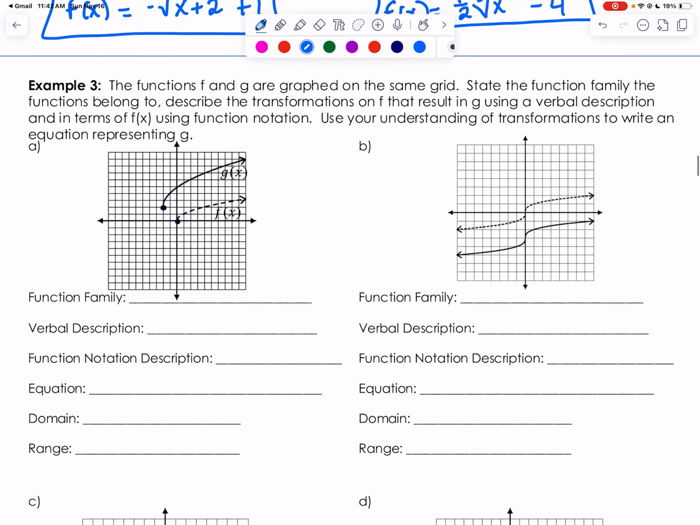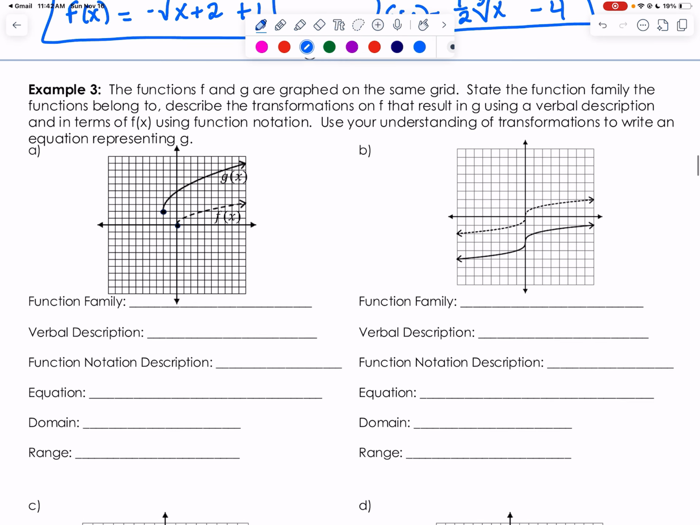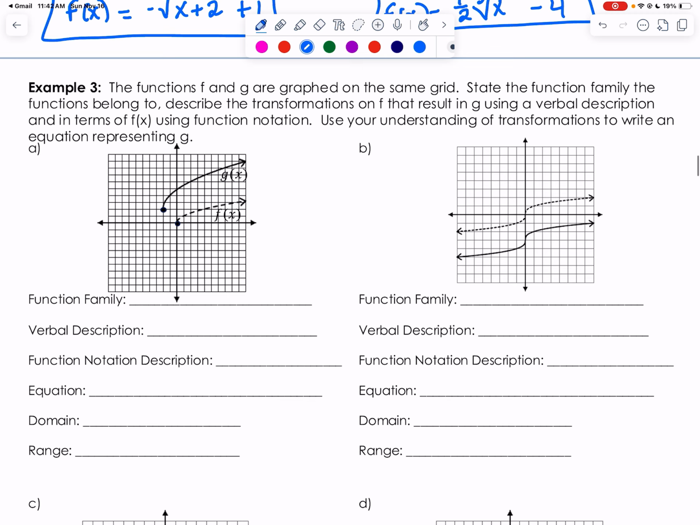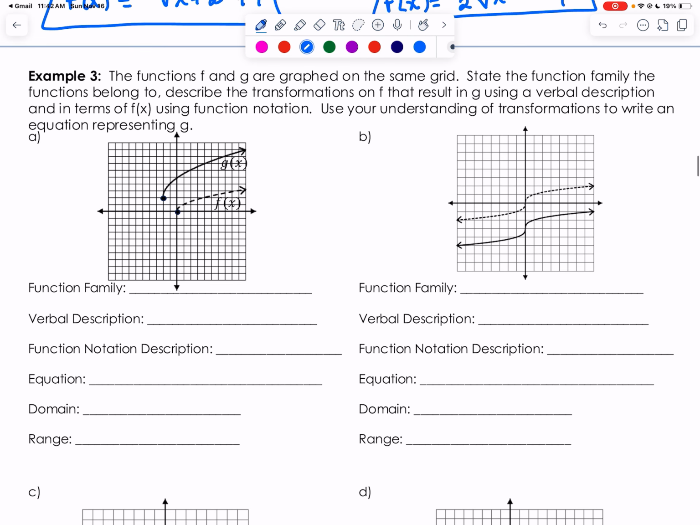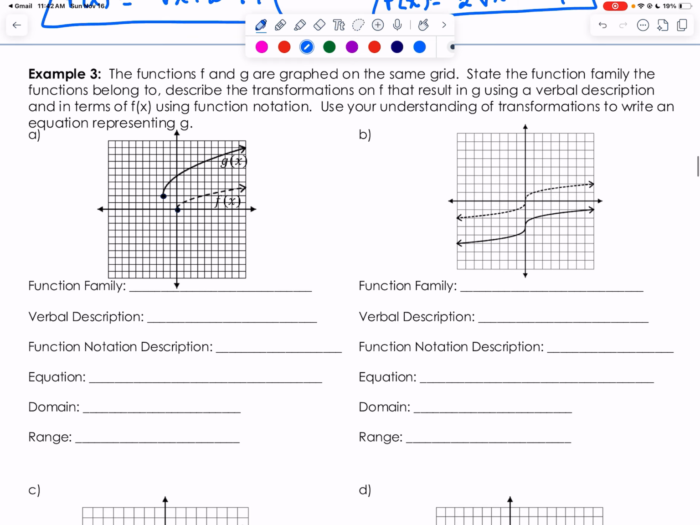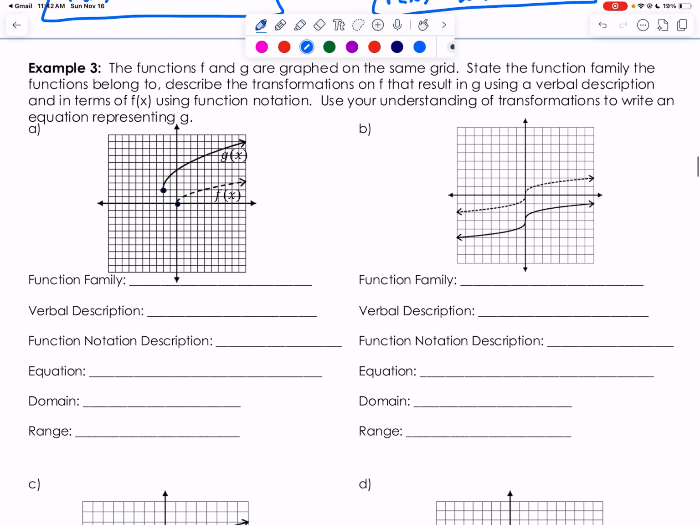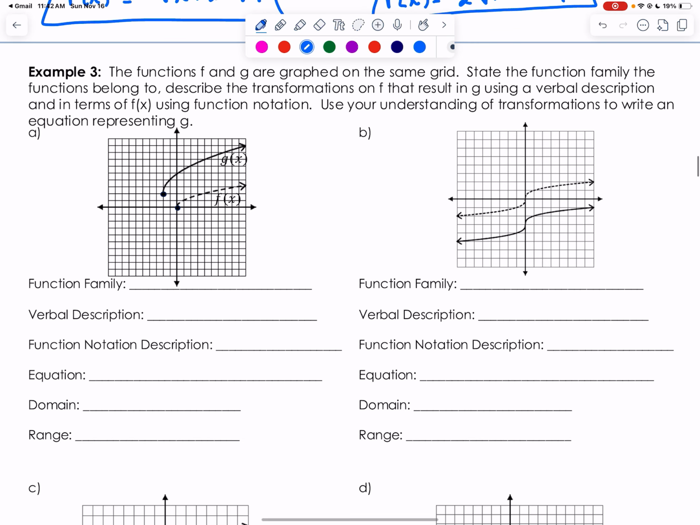Describe the transformations on f that result in g using a verbal description and in terms of f of x using function notation. Use your understanding of transformations to write an equation representing g. All right, so let's start with f of x. The function family for f of x, since it extends in one direction only, is f of x equals square root of x. Now, we're going to describe verbally how f of x was transformed to create g of x.